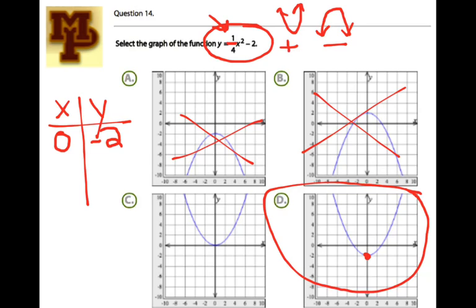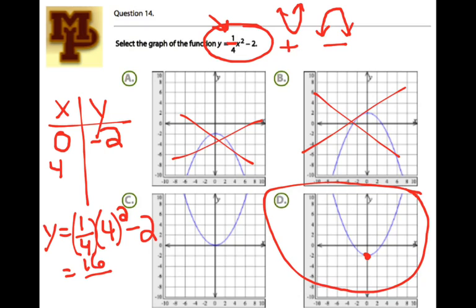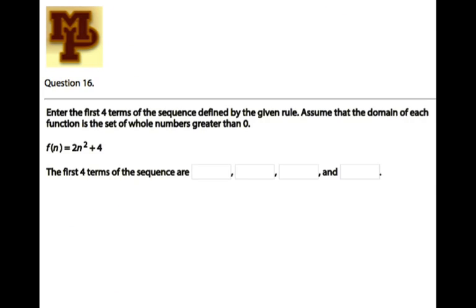Let's see, do I want to plug in another point? Don't really need to, but I could put a 4 in there. I just want to show you how I'm actually plugging it in. So I have y equals 1/4, and then you're putting the 4 in for the x. So that would be 4 squared, and then -2. 4 squared is 16, and 16 divided by 4 is 4. 4 minus 2 equals 2. So that means 4,2 is the other point. And you can see that it hits right there at 4,2. So definitely the one.